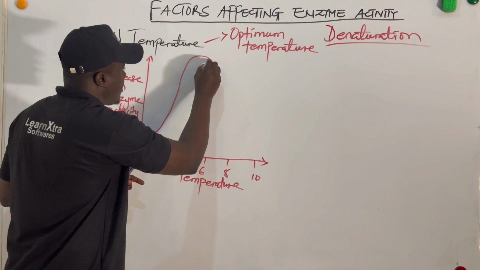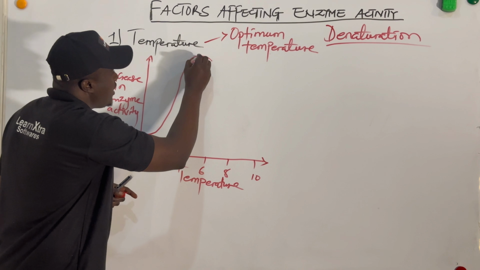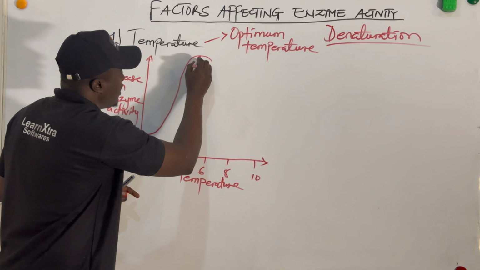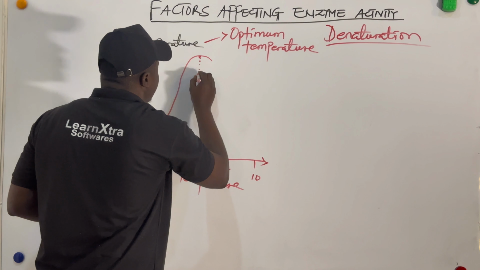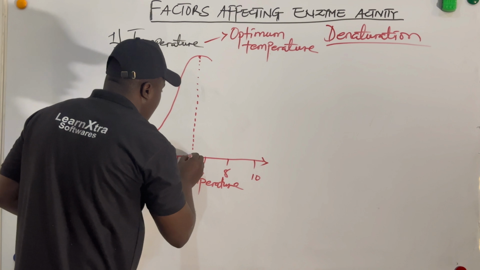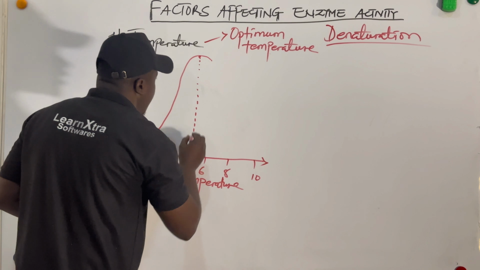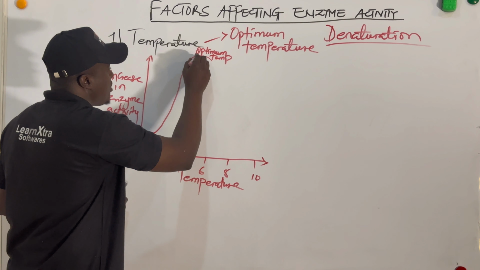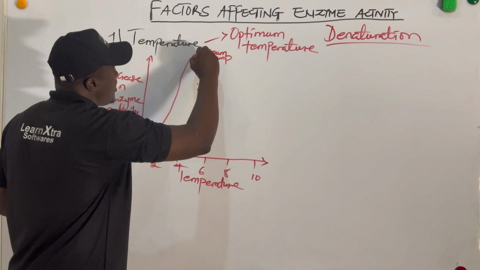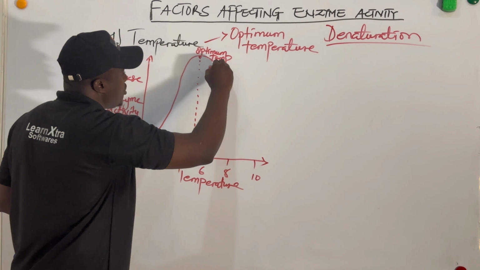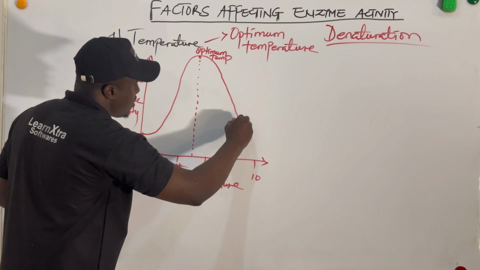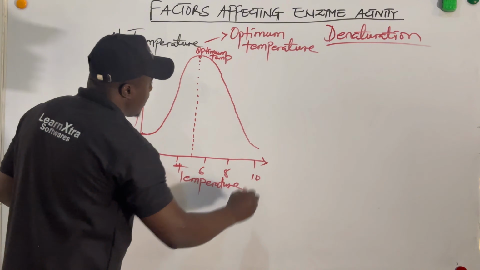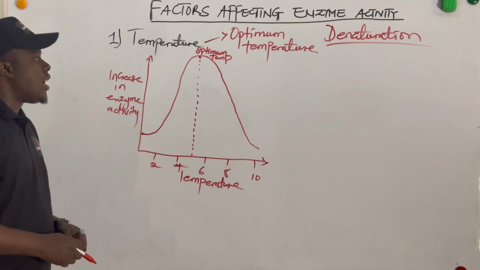And it gets to a point, this point, which is known as the optimum temperature. Now, if the activity of the enzyme gets to this point and the temperature is further increased, there will be a decline. That decline means that the activity of the enzyme begins to drop. It drops until it elapses. That is how this curve works.